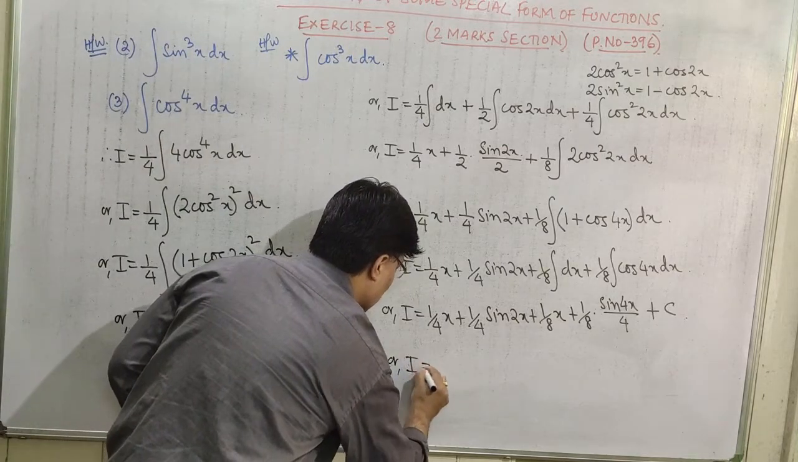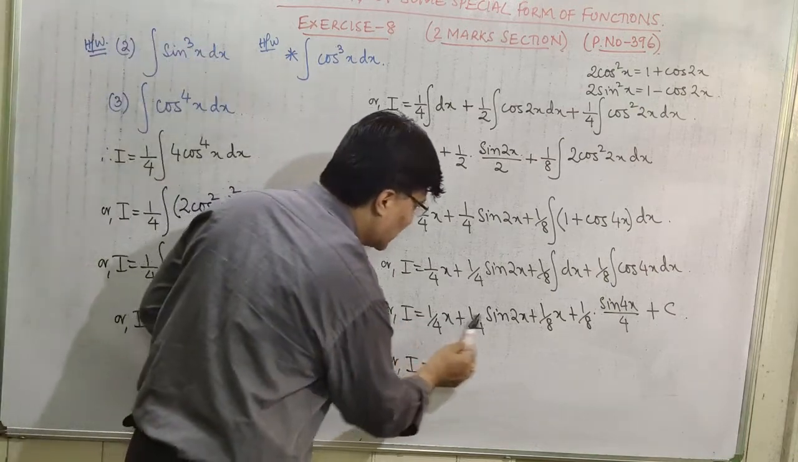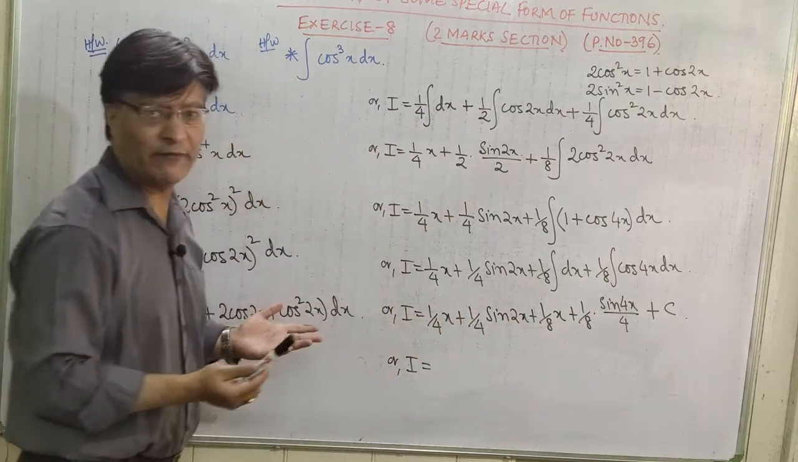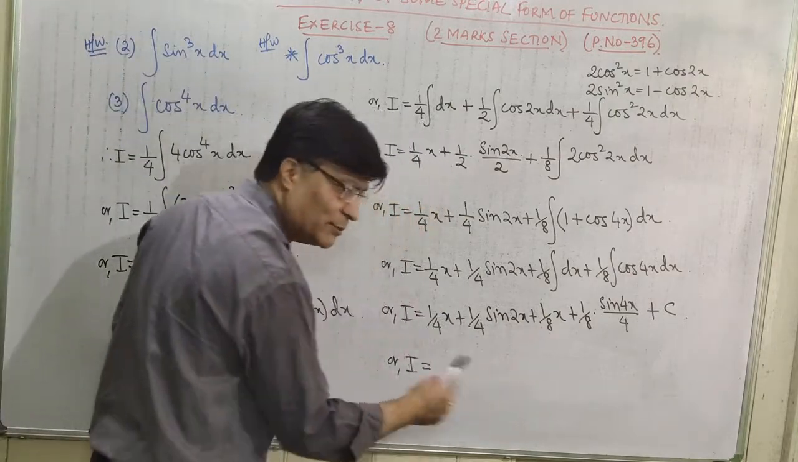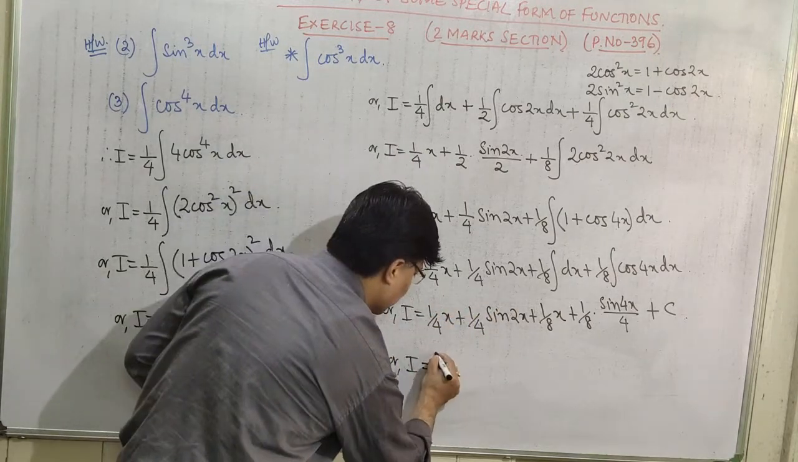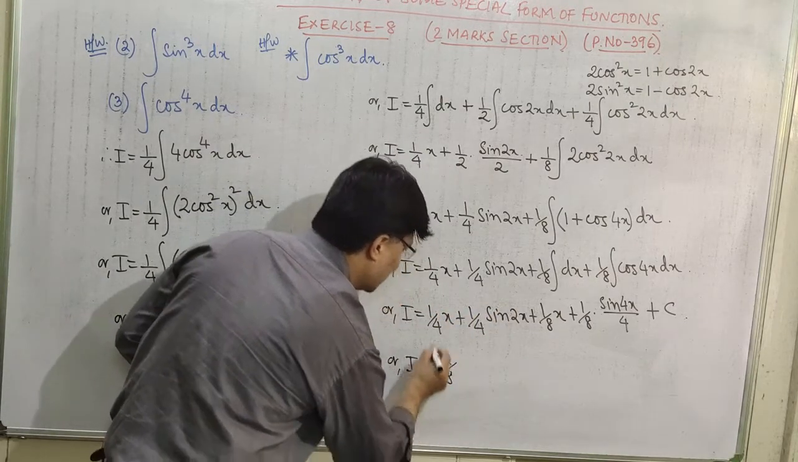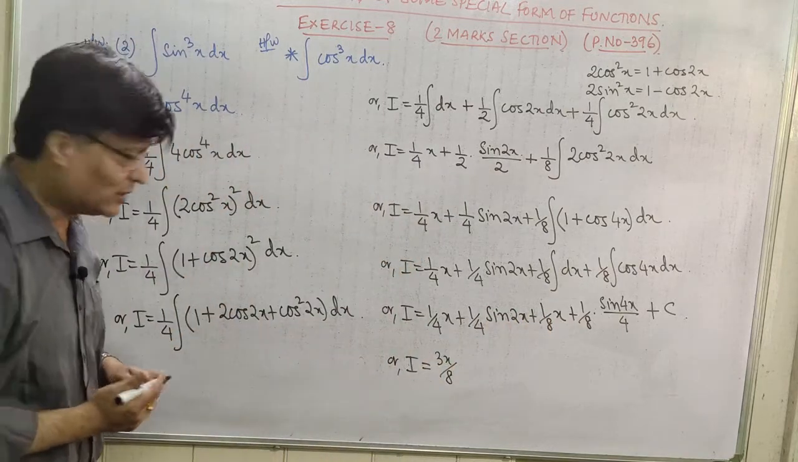Or I is equal to, now you can simplify the similar terms, that is 1/4 x plus 1/8 x can be simplified because they are similar terms. What's the LCM? 4 and 8 LCM is 8. So in the numerator we have 2x plus x, that is 3x by 8. So if you add these two, you will get 3x by 8, isn't it?